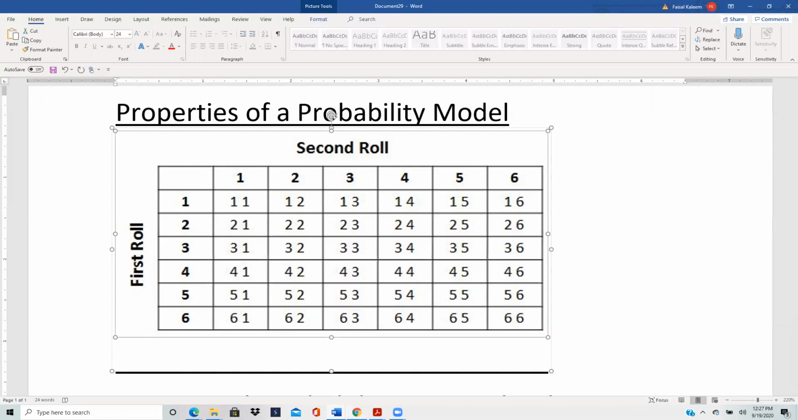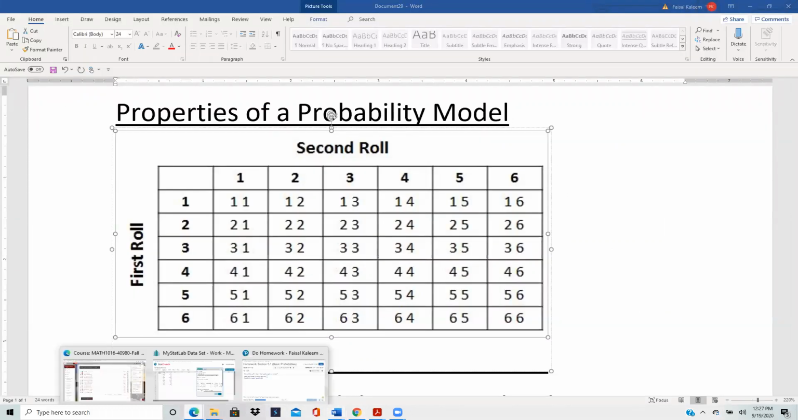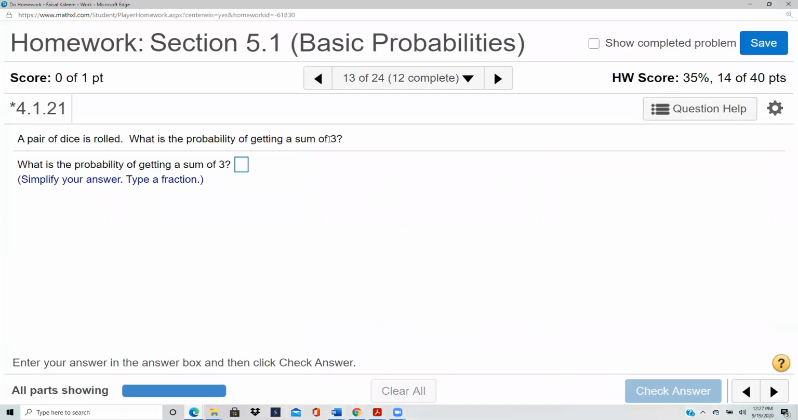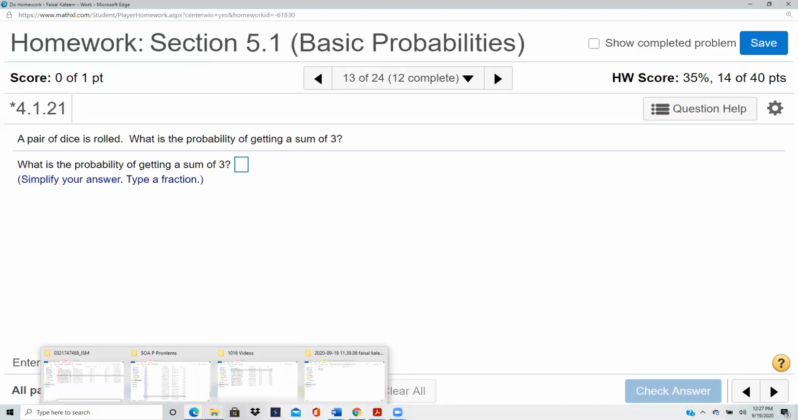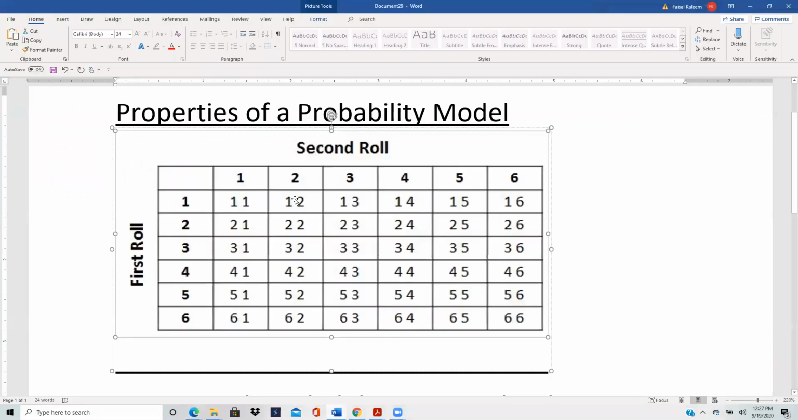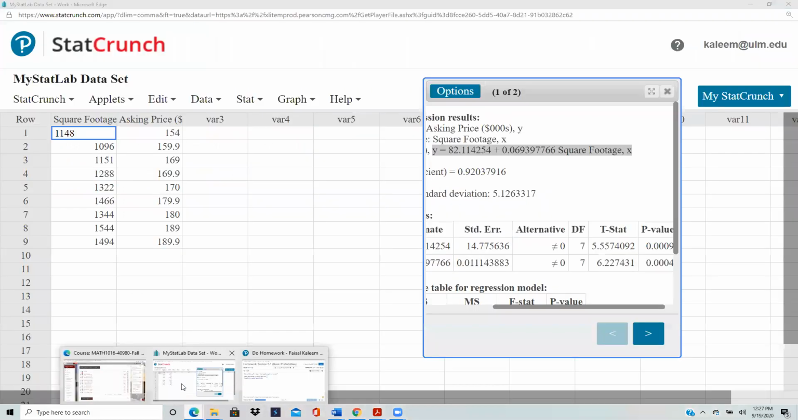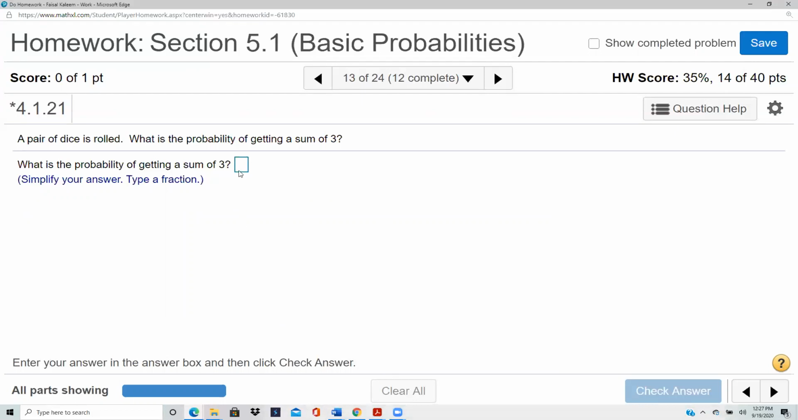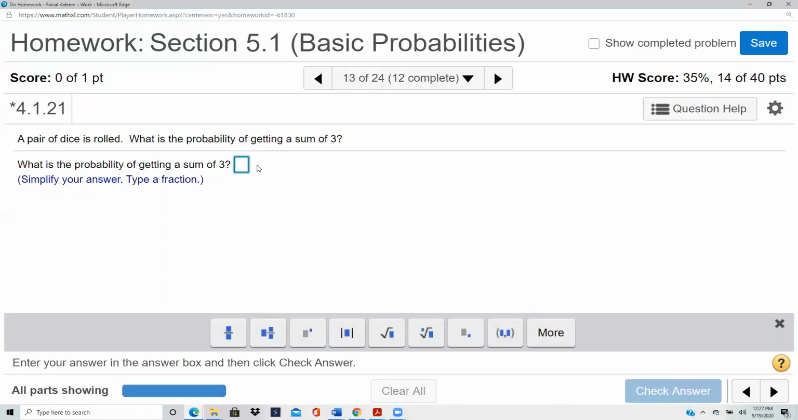So you want a sum of, was it less than 3 or equal to 3? Sum of exactly 3. So sum of 3, let's go back. So 1, 2 sum to 3, and 2, 1 sum to 3. So 2 points, this point and this point sum to 3. So 2 points out of a total of 36 points. So 2 out of 36, and that simplifies to 1 out of 18.